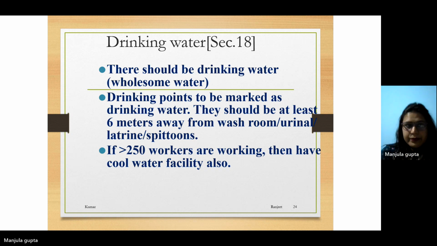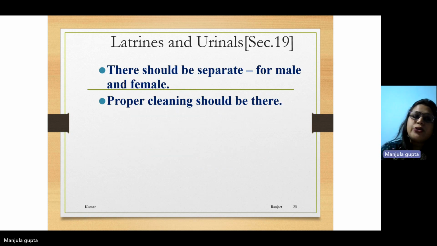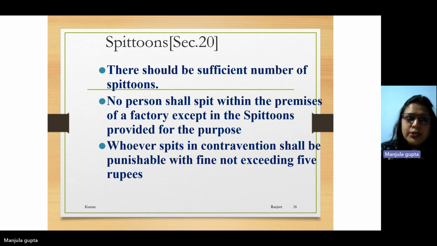Then latrines and urinals under section 19, they should be separate for male and female. Proper cleaning should be there. Spittoons, there should be a sufficient number of spittoons. No person shall spit within the premises of a factory except in the spittoons provided for the purpose. Whosoever spits in contravention shall be punishable with a fine not exceeding 5 rupees.